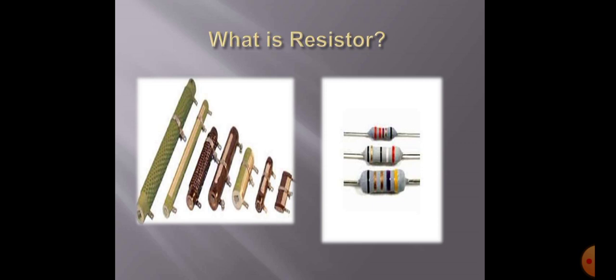In passive components, there are three components: resistor, capacitor, inductor. And in active components, there are two components, that is electronic tube and semiconductor devices. Semiconductor devices are further divided into three types, that is diode, transistor and field effect transistor. Now we will see the definition of passive component and active component.